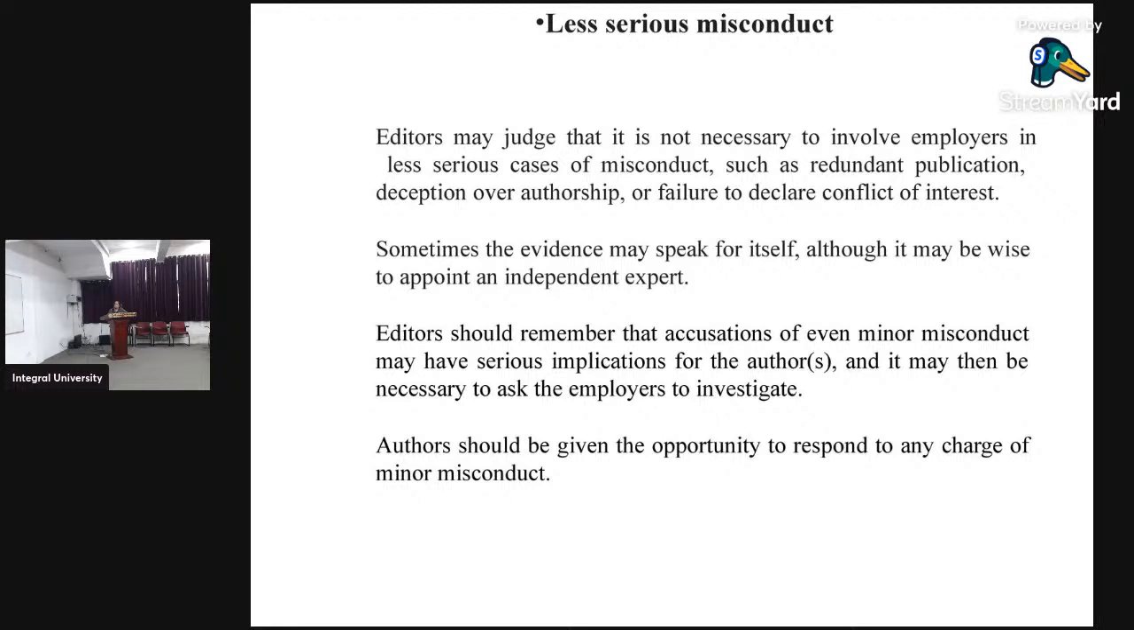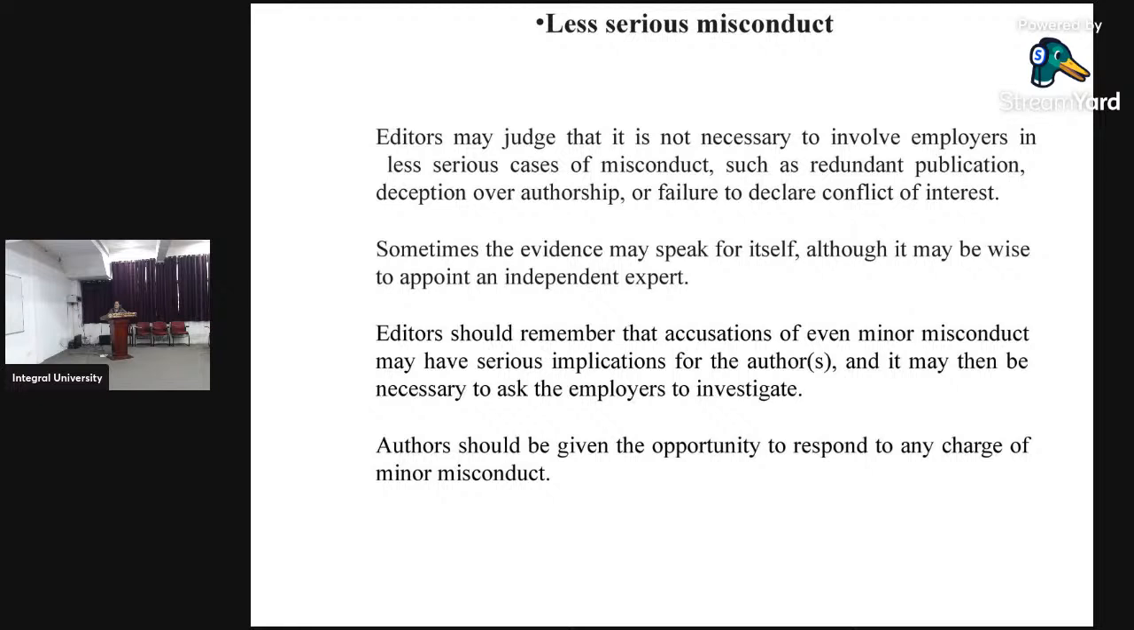The editors may judge that it's not necessary to involve employers in less serious cases of misconduct, such as redundant publication, deception over authorship, or failure to declare conflict of interest. So they can write a letter to the authors, and the authors can send a clarification, and that should clear the miscommunication or the charges of misconduct.